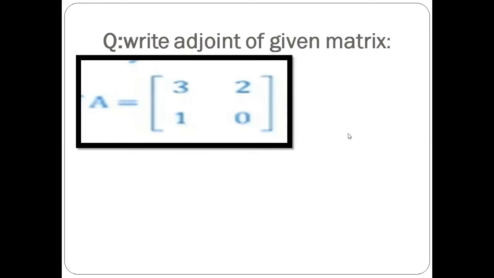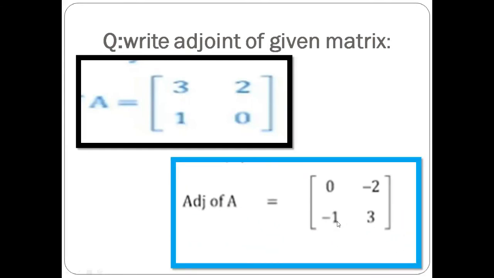Now let's check its answer. Now see, in the leading diagonal, the places are changed. 3, 0 will become 0, 3. And in the non-leading diagonal, the signs are changed. Plus 2 will become minus 2 and plus 1 will become minus 1.